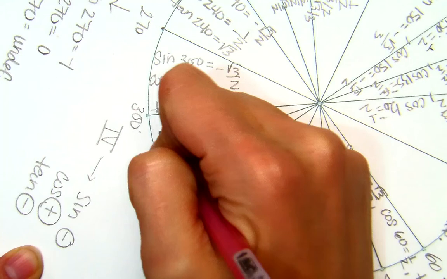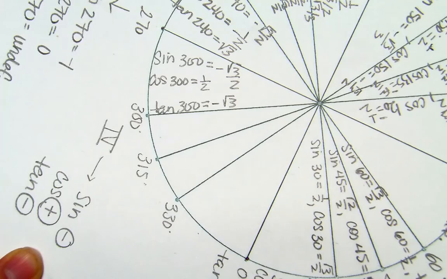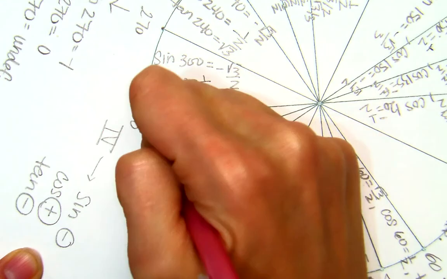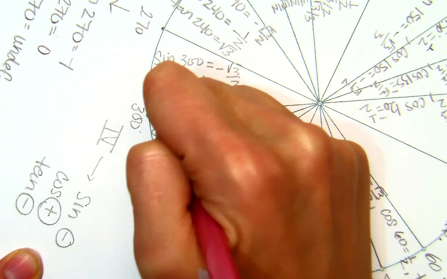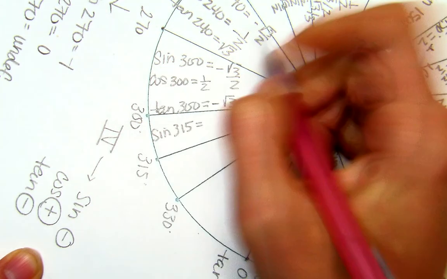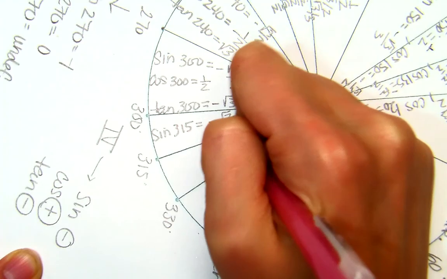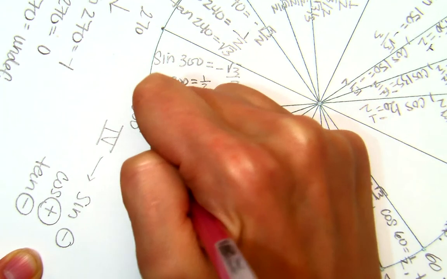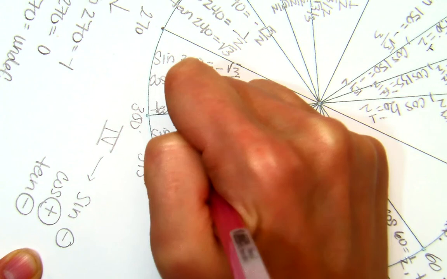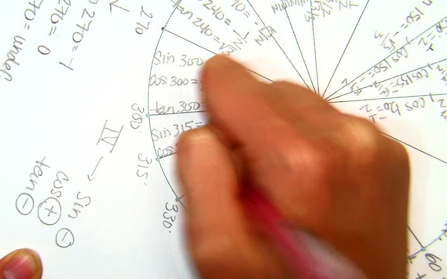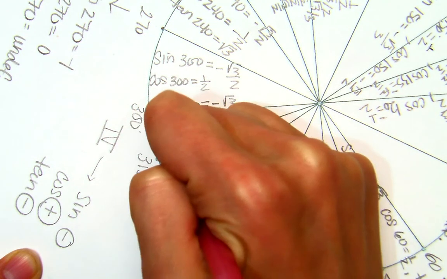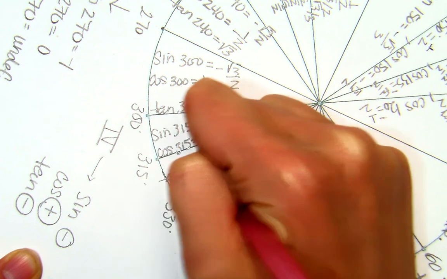Rotating around, 315 matches with 225. So sine of 315 is going to be a negative square root of 2 over 2. Cosine of 315 is positive square root of 2 over 2. And tangent of 315 is a negative 1.